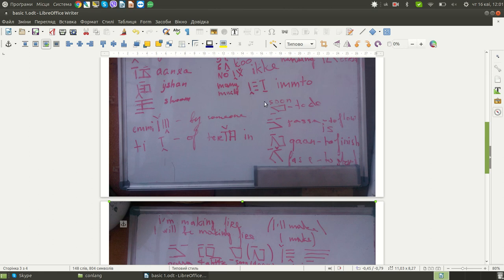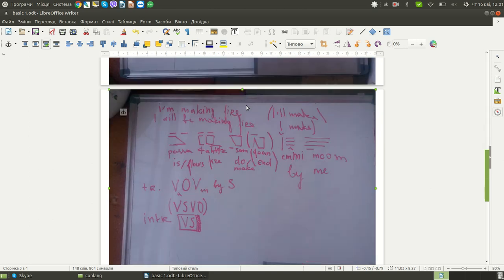Imto. So, to do is soon. Passa is to flow or is. Con means finish. And fas means to stand or was.